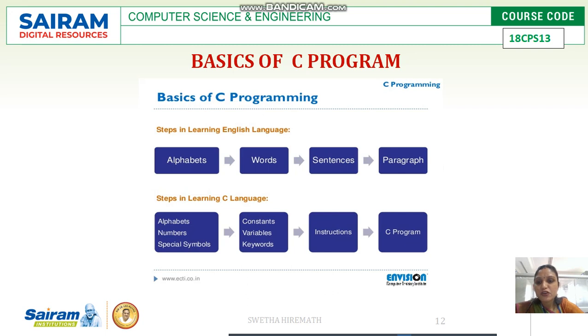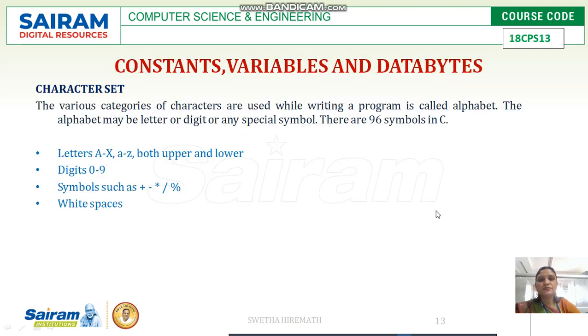Similarly in C program also, we have different steps of learning the C language. First we should be aware of the alphabets, numbers and special symbols. From that we construct the constants, variables and keywords, and then the instructions, and instructions together form the C program. So first we will see what exactly a character set is and what it includes.